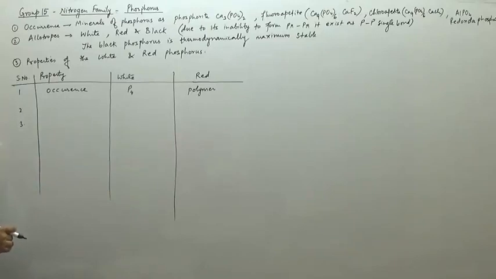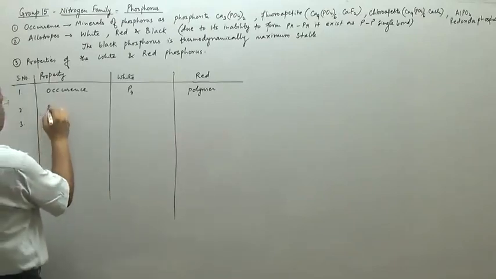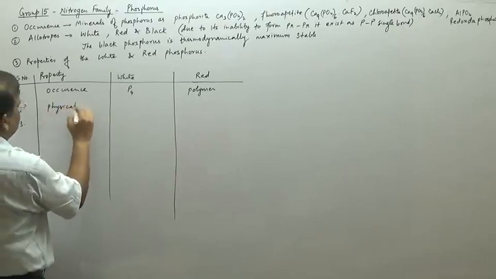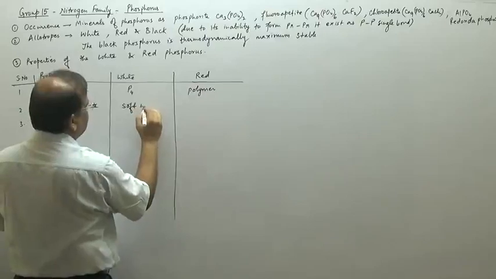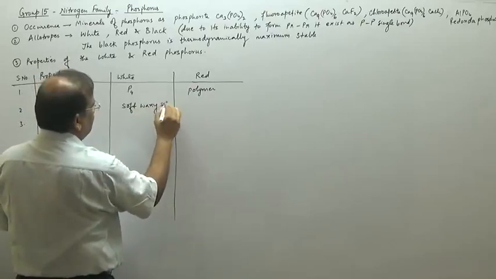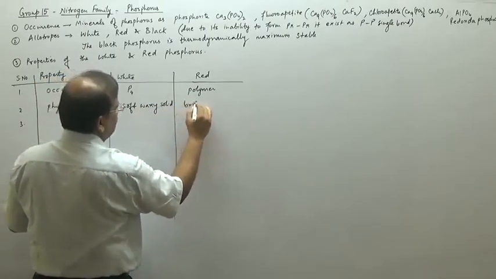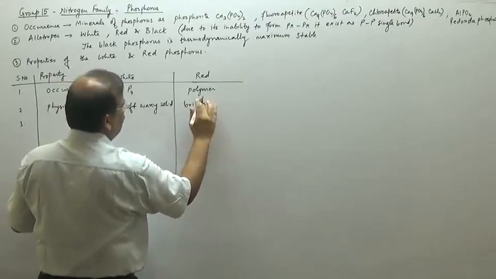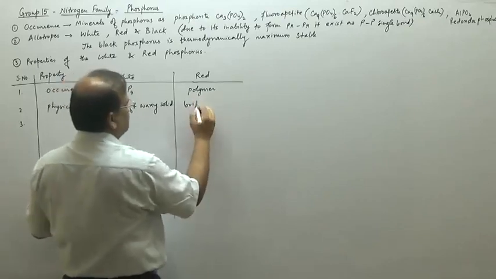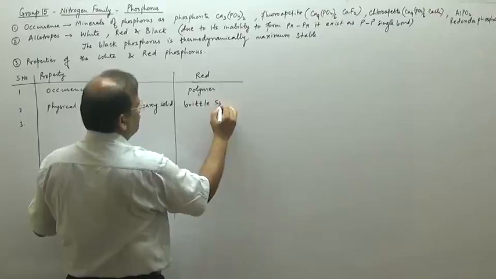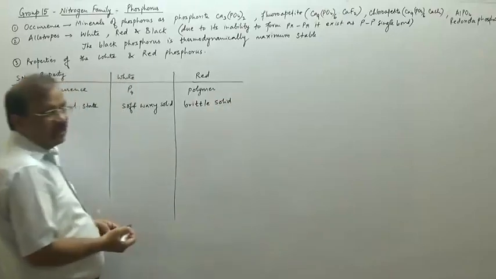Next property we can write is its physical state. White phosphorus is a soft, waxy solid, and red phosphorus is a brittle solid. So it will exist as a brittle solid. I write it like this: brittle solid. So it exists like that.